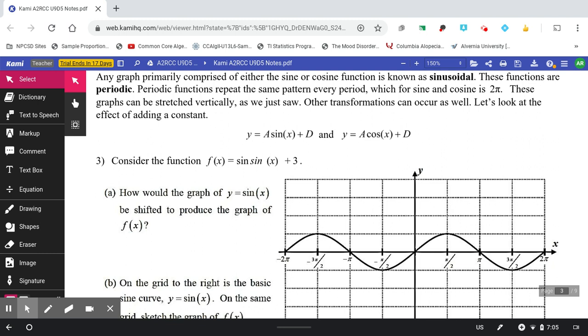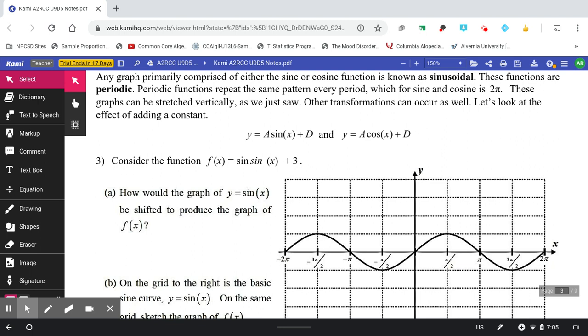So first, before we get into that, notice at the top it says any graph primarily comprised of either the sine or cosine function is known as sinusoidal. Okay, so if it's a sine function or a cosine function, it's called a sinusoidal function. And these functions are periodic, which means that they repeat the same pattern every period. Okay, so every specific interval, that's the period, it keeps repeating itself.